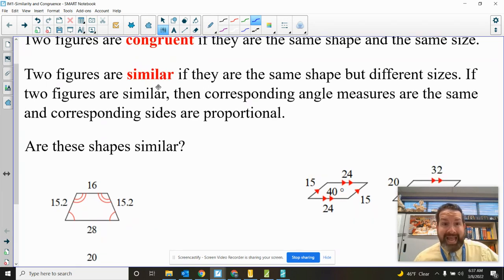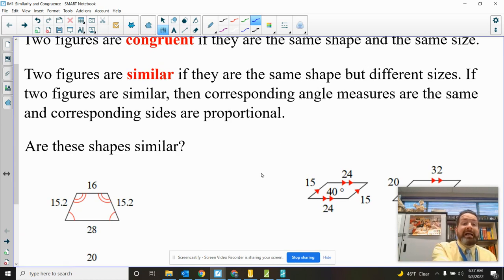There's another category that we're going to use, and that is similarity. This would be two shapes that are the same shape, but different sizes. For example, imagine a small circle and then a larger circle. Those are similar because they're both circles, but because they're different sizes, they're not congruent. So similar is same shape, but different size.